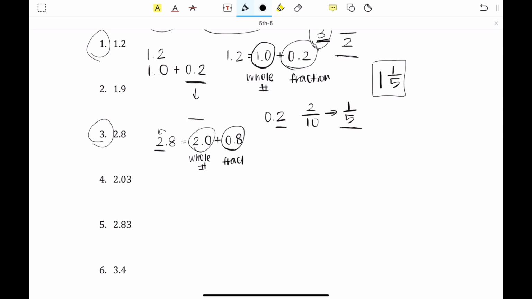So we're going to convert 0.8 to a fraction. Your 8 is in your tenths place again, so this is basically just 8 over 10, and we're going to simplify this to equal 4/5. Combining with our whole number, which is 2, your mixed fraction will be 2 and 4/5 for number 3.